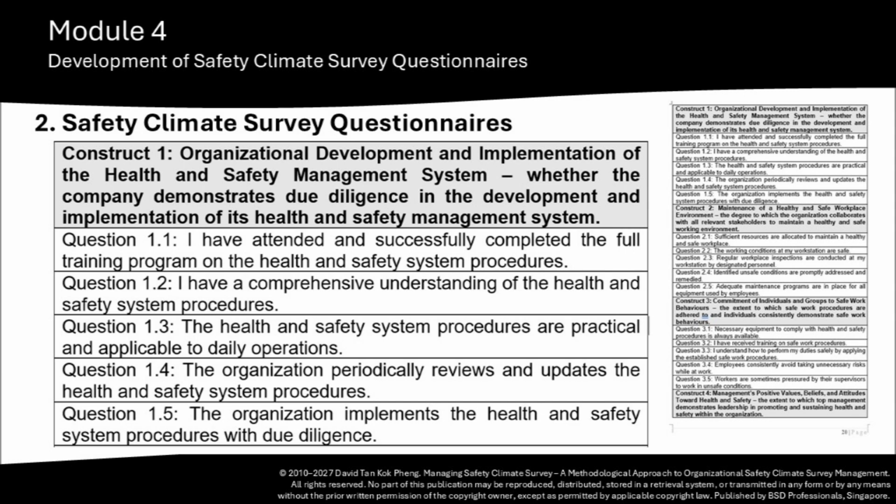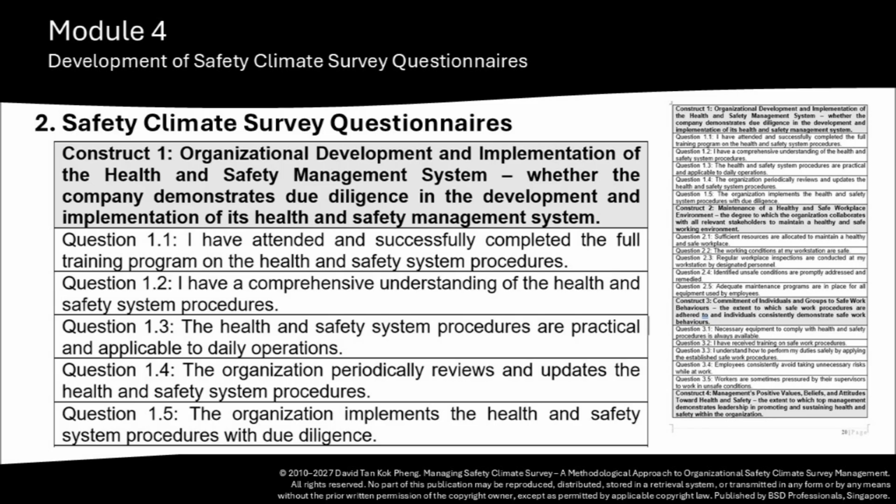Depending on the organization's environment, industry, and objectives, different or additional questions may be required to capture the relevant information accurately. Therefore, when designing a safety climate survey, researchers and practitioners should adapt and refine the questions to suit their specific context while ensuring that the questions remain aligned with the intended constructs. In summary, the questionnaire development process should be flexible, allowing for modifications that best reflect the unique needs and circumstances of the organization being assessed.